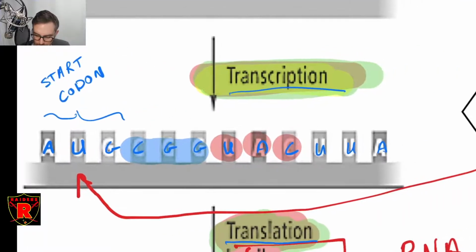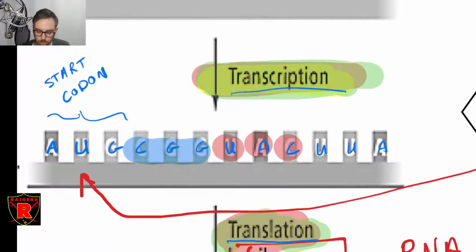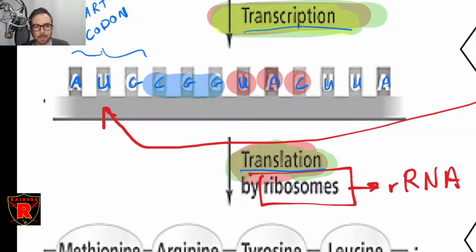Okay, so we've got this messenger, and then that messenger is going to leave the nucleus and go into the cytoplasm, where it's going to encounter the protein builders. And hopefully from your review of cell parts yesterday, you will know that the protein builders are ribosomes. Ribosomes are very unusual organelles, because they are also made of RNA.